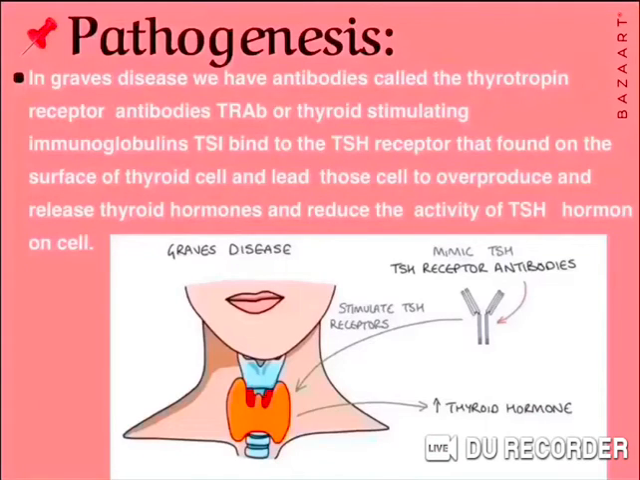What is the pathogenesis, or the mechanism that leads to Graves' disease? In Graves' disease, we have an antibody called thyrotropin receptor antibody, TRAb, or thyroid stimulating immunoglobulin, TSI. This antibody binds to the TSH receptor that is found on the surface of the thyroid cell and leads those cells to overproduce and release thyroid hormone and reduces the activity of TSH hormone on the cell.